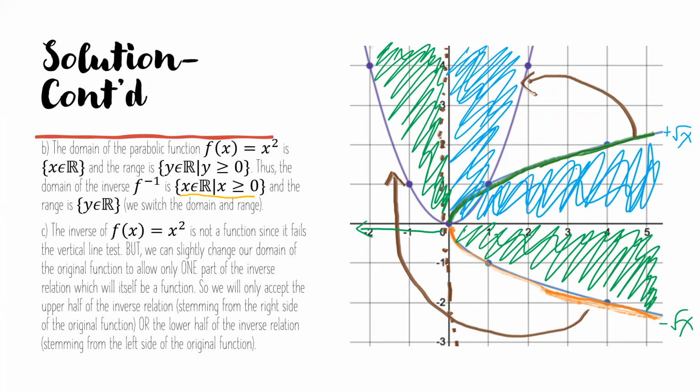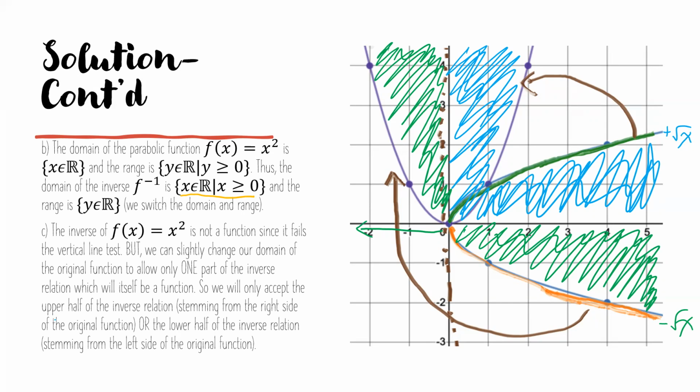So if I look at the original function and restrict my domain to the left of the vertex, then I will end up with the lower half of the inverse relation, which is a negative square root. If I restrict it to the right of the vertex, then I end up with the positive square root. And in both cases, if I restrict the domain of the parabola, I actually end up with a function as an inverse function, not just an inverse relation. So I'm hoping this makes sense. That's really what I'm trying to say here.